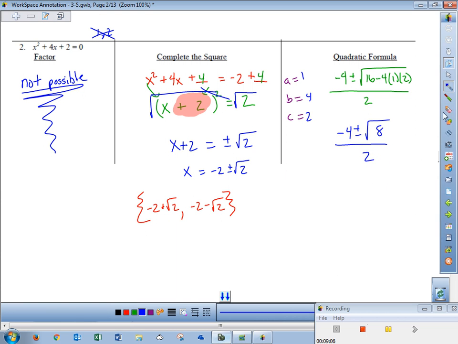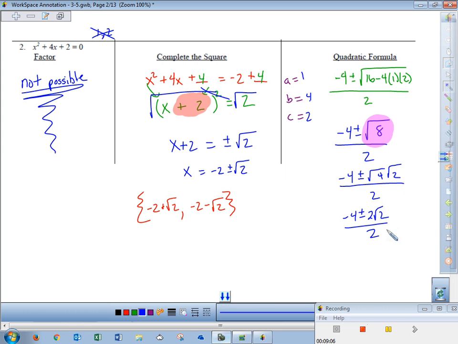And then what makes the quadratic formula kind of crappy in this situation is, hello, we must simplify this radical. Biggest perfect square that goes into 8 evenly is a 4, and that goes in there twice. So I've just replaced the square root of 8 with this, and that's really negative 4 plus or minus 2 square roots of 2 all over 2.